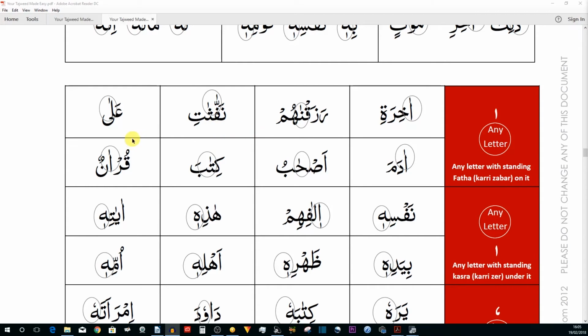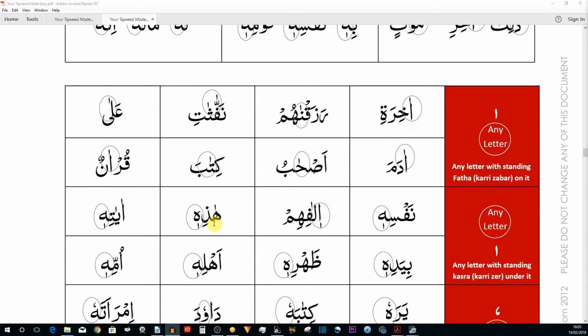Naffathati. Next, ala adama. So da and ma, short vowel, 1 beat each, 2 vowels. Adama. Ashabu. Kitaba. Qur'anun. Nafsihi. Ilafihim. Now e and la, same length, 2 beats.